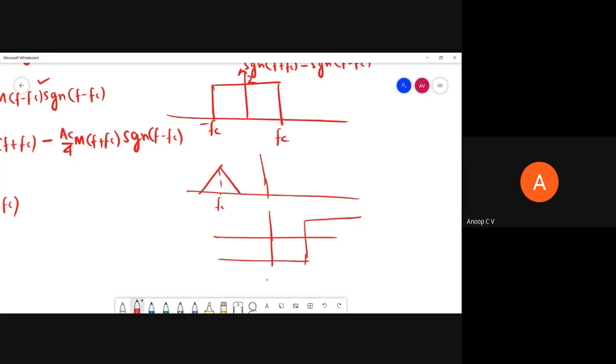So this is m of f plus fc, and this is signum of f minus fc. You can see here that over the frequency ranges where m of f plus fc is defined, signum of f minus fc is equal to minus 1. So this product will become AC by 4 into minus of m of f plus fc. I hope it is clear, right?